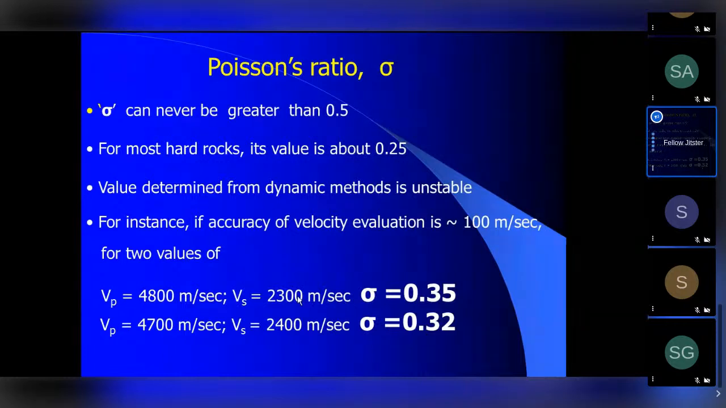So if you know the shear wave velocity, that is Vs, about which we are not going to talk in our exploration method. But if I can measure Vs, and if I can measure Vp, that is the compression and the shear wave, then I should be able to get the Poisson's ratio of the different layers that I encounter deep down within the earth. And that gives us a lot of information about the type of rock. So the Poisson's ratio is very, very important. You have to remember that sigma can never be greater than 0.5.